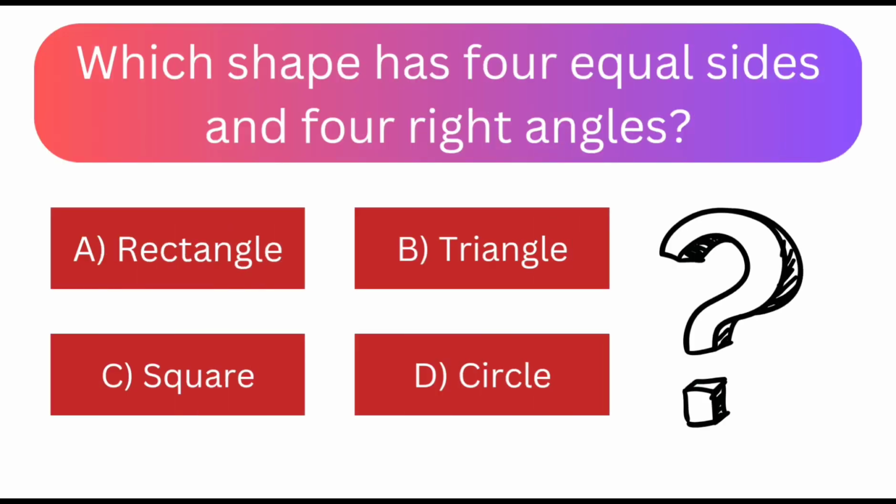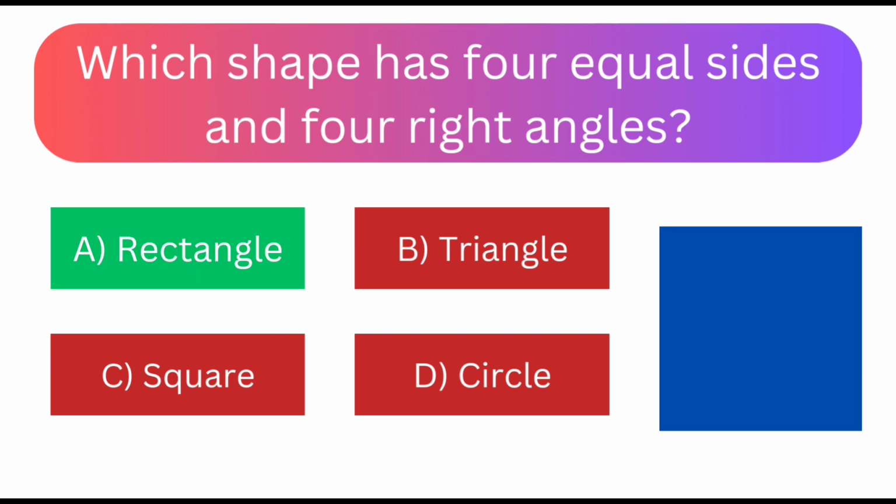Which shape has four equal sides and four right angles? A is the right answer, rectangle.